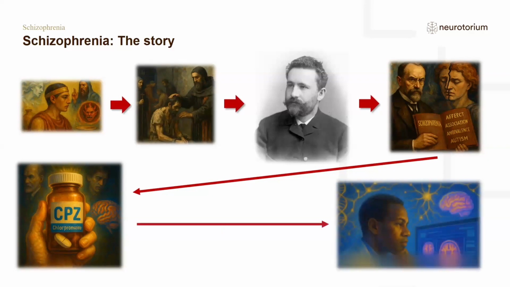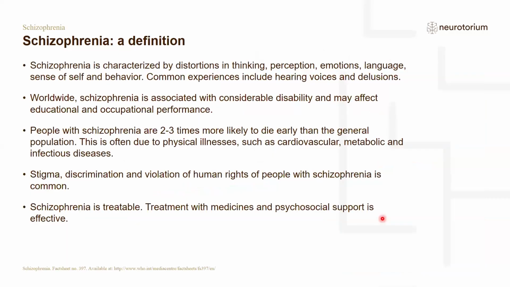By the late 20th century, science began to connect the dots. Brain scans, genetics, cognitive studies, all these revealed disrupted neural networks. So the idea of a split mind slowly gave way to one of disrupted integration. And then the DSM and ICD have over the years further refined how we diagnose and understand schizophrenia.